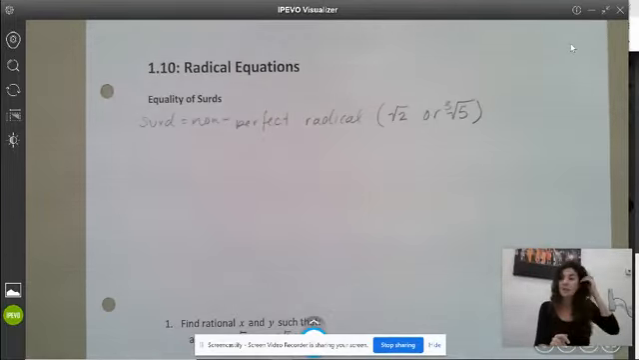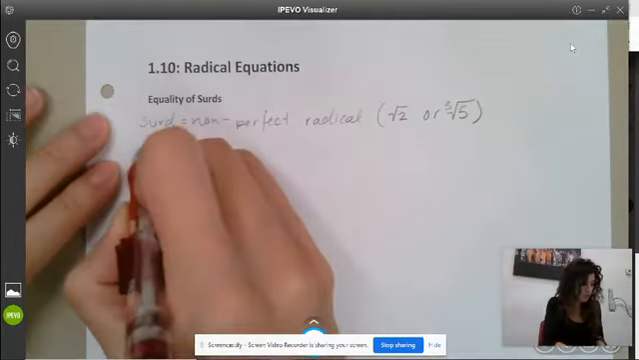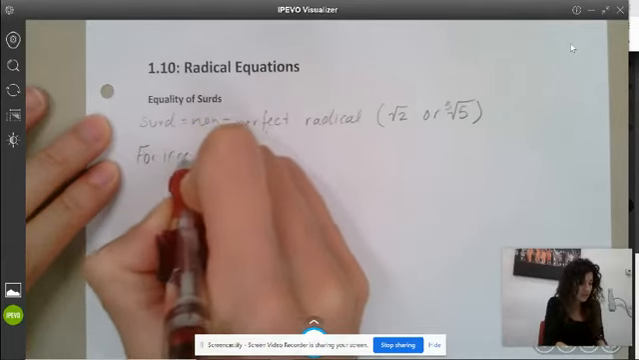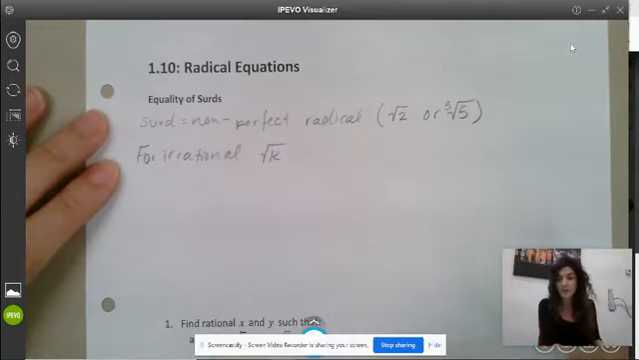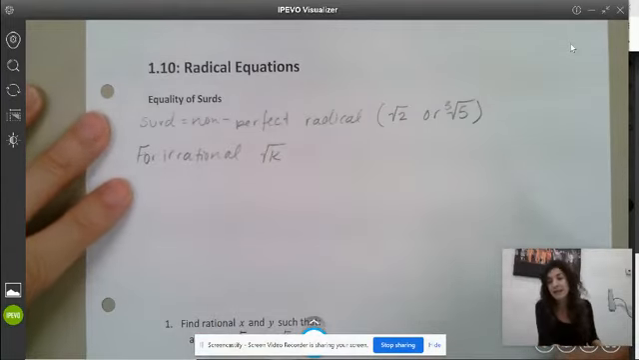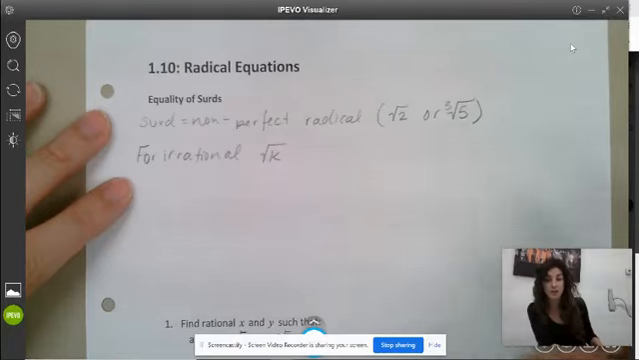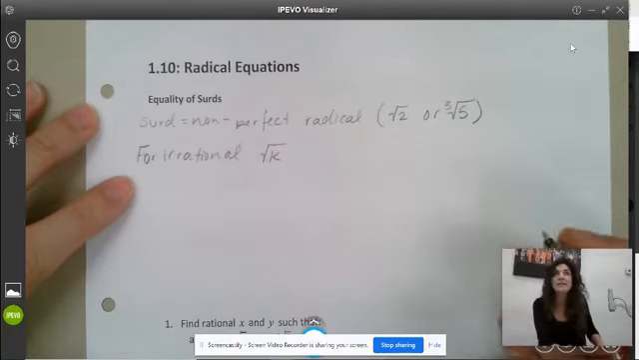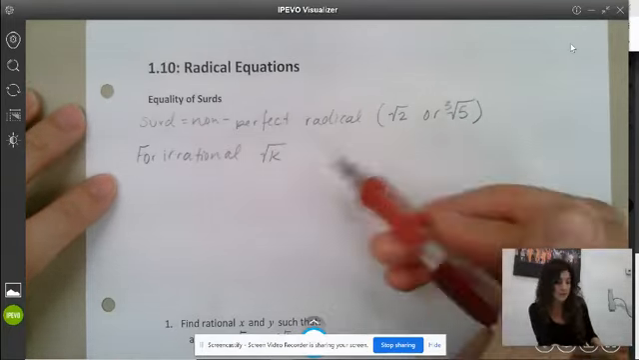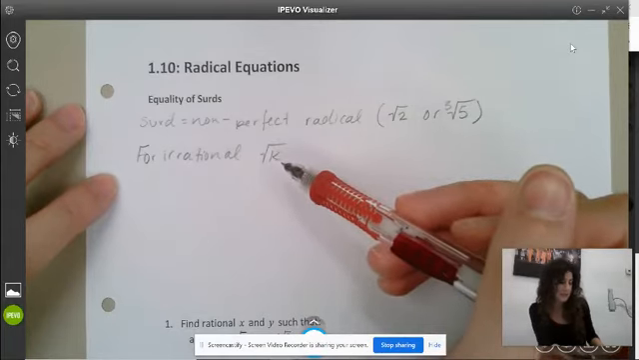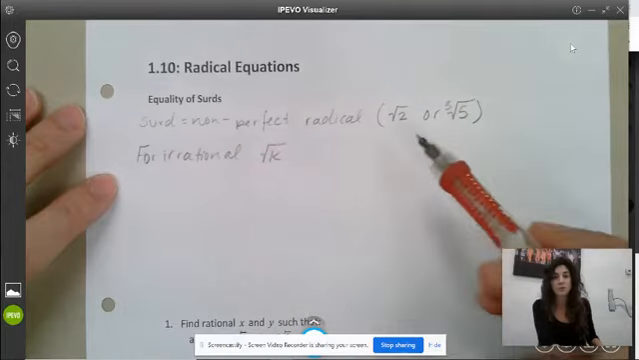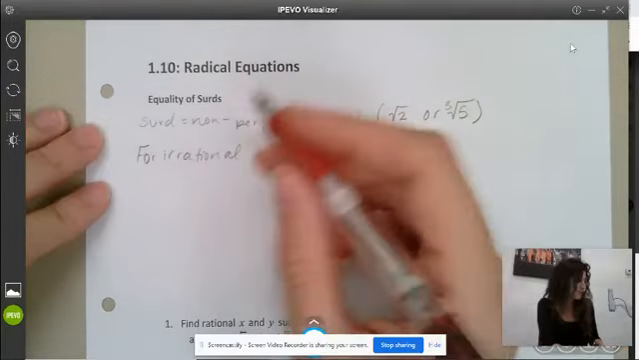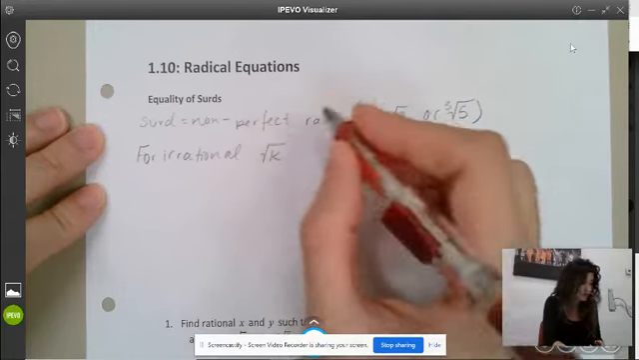And what we want to talk about with equality of surds is this definition. The definition says, for an irrational number, which we are going to label as the square root of k. For something to be irrational, that means that it cannot be represented as a fraction. And so this is a number that has non-repeating decimals, there's no pattern to the decimals, and it goes on forever, right? So this is what an irrational number is, like the square root of 2.